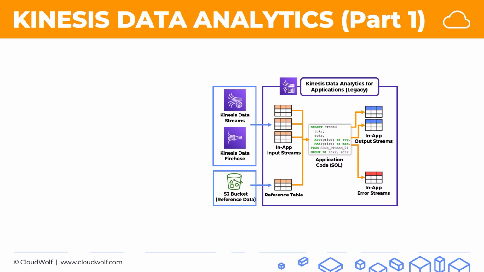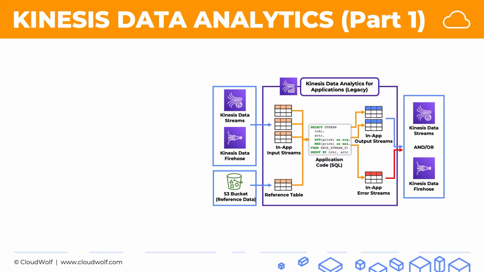Then from the SQL code, that data goes into in-app output streams, and also there's an in-app error stream. So remember for the exam that there is an in-app error stream for catching errors. Now, from here, you can output that data into Kinesis Data Streams and/or Kinesis Data Firehose, and it can go into its usual destinations from there, such as EC2 and Lambda for Data Streams, and S3 buckets, Redshift, and so on for Data Firehose. So that's in a nutshell how Kinesis Data Analytics for Applications works.